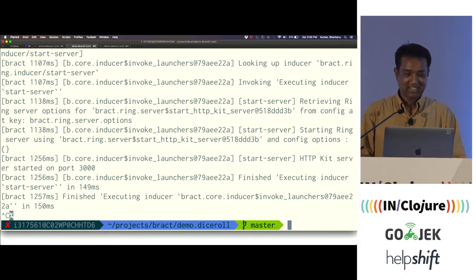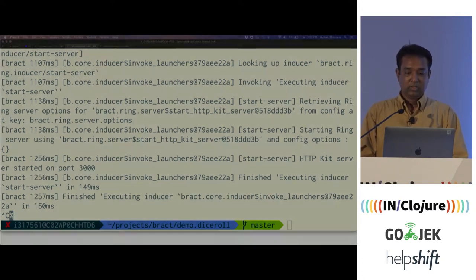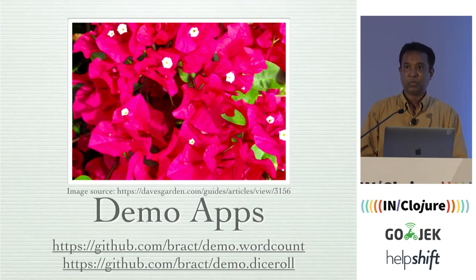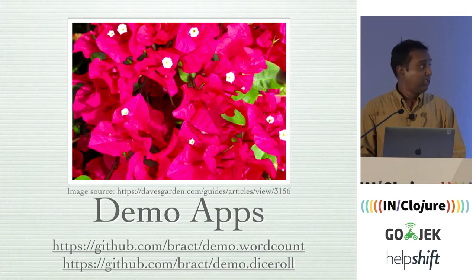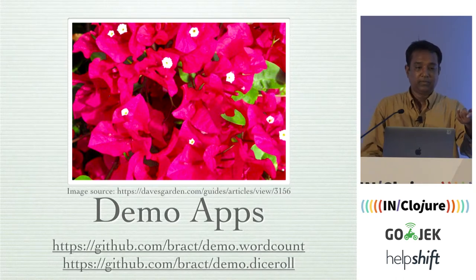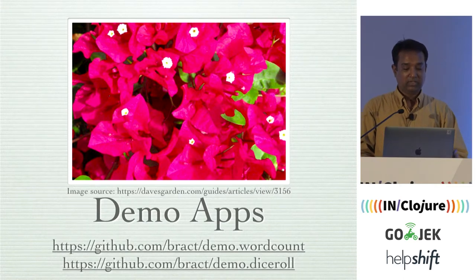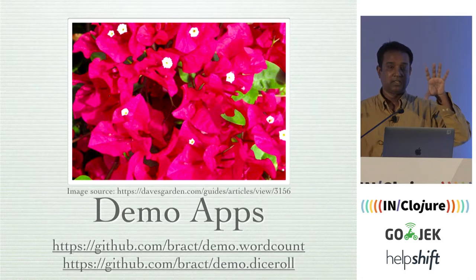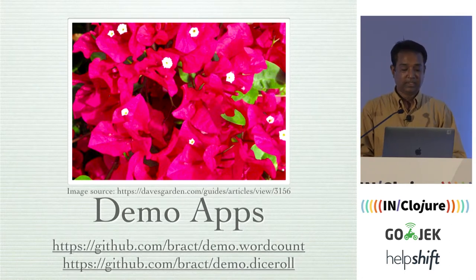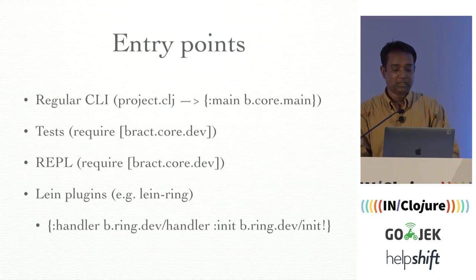And okay, so coming back to the slide, this is by the way the flower bougainvillea, which is not really a flower. The red thing that you see is a bract. This is an example of a bract. This is a botanical term.